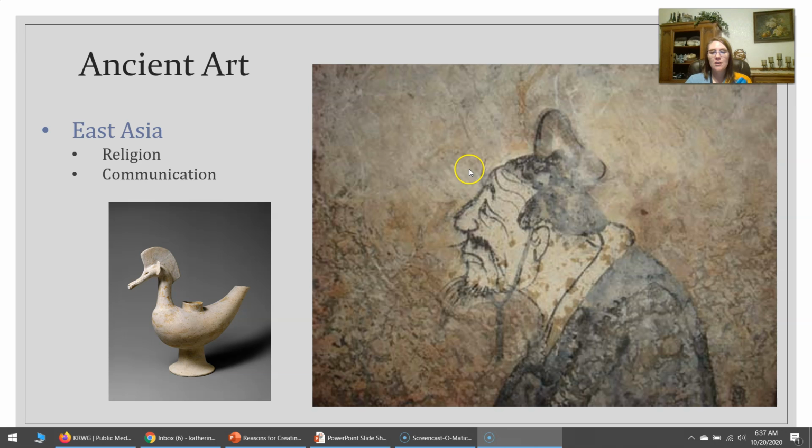So East Asian art is something I don't know very much about because when I took an art history class, it was Western art. So I was just looking into some of these ancient styles, and I really need to get a book and read about it because it's very interesting. But of course, there's religious purposes, spiritual purposes.